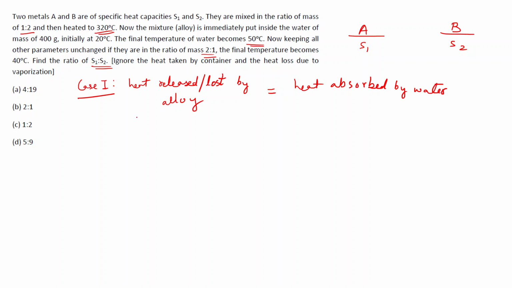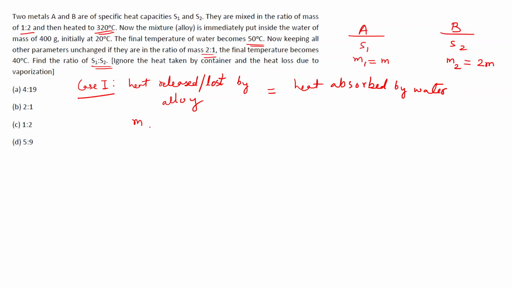Now we know the formula for heat transfer is mass times specific heat times temperature difference. Let's assume we have not been given the mass of these metals, but we have been given the ratio. Let's say the mass of A is M1, mass of B is M2. To make the alloy they are mixed in 1:2 ratio. That means for case 1, let's say the mass is M, then the mass of B will be 2 times, so it will be 2M.